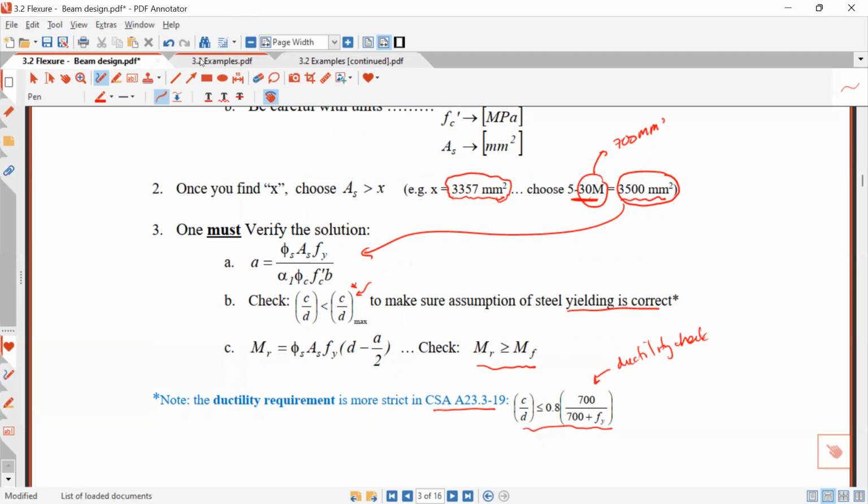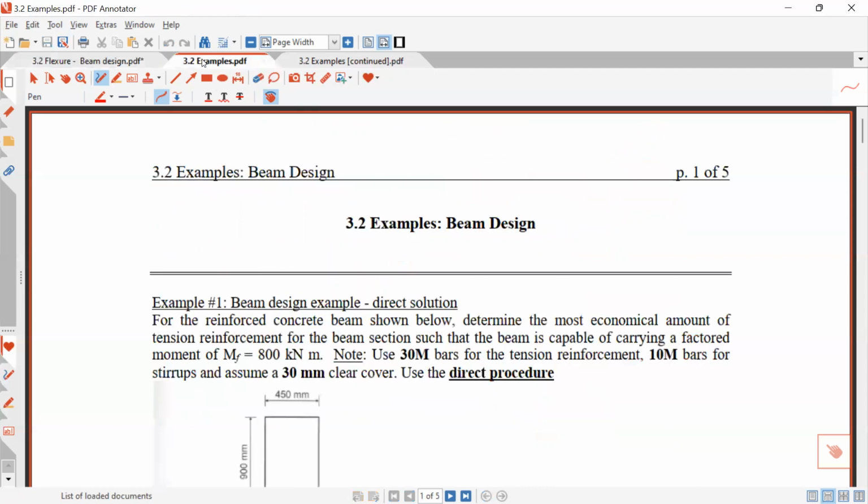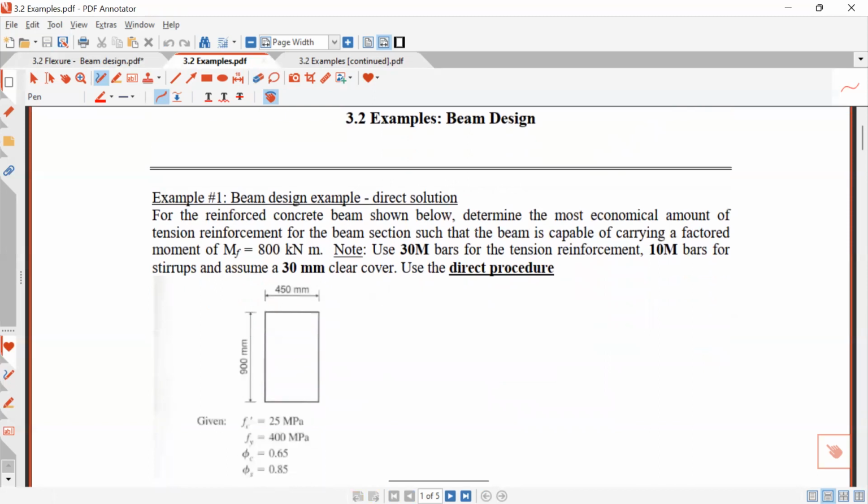All right, so let's look at an example because it will become much more clear. So let's go to 3.2 examples, beam design, and let's look at an example. Okay, so open this handout and we'll try to do this example. All right, example one, beam design example using the direct solution.